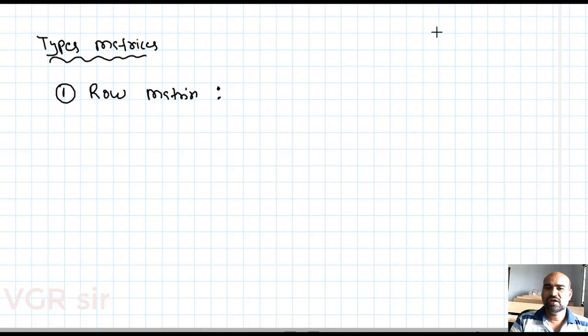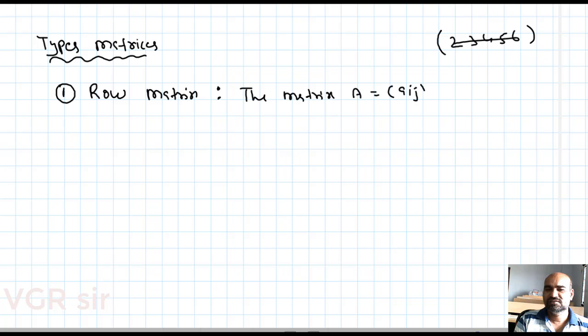So I can say 2, 3, 4, 5, 6 is a matrix containing only one row. Columns are different, but only one row. Such a matrix is called a row matrix. I will write the matrix A equal to Aij, m by n, if m equal to 1. This is called a row matrix.